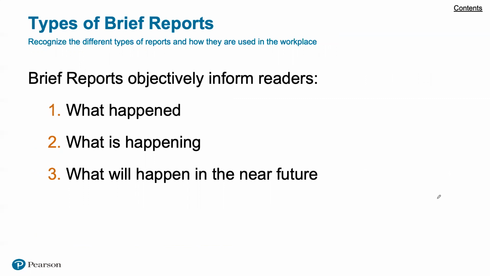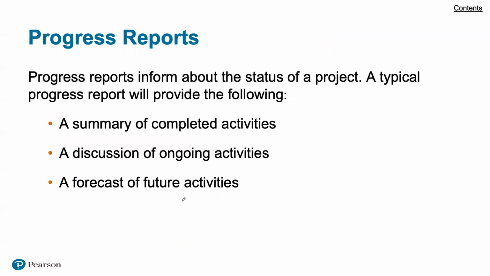So here are the types of brief reports. Brief reports can objectively inform readers. First, what happened? That would be one possibility. What is happening, the current situation, and what will happen in the near future? So these are the things that you would be covering there. So one type is a progress report. And so a progress report informs about the status of a project.